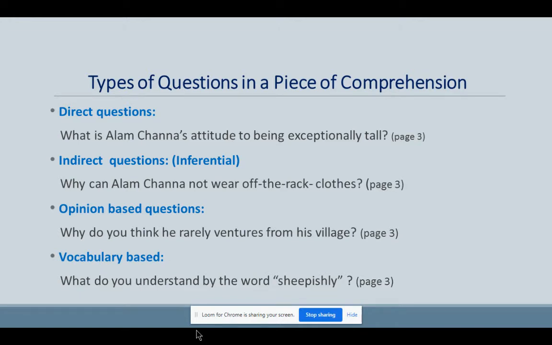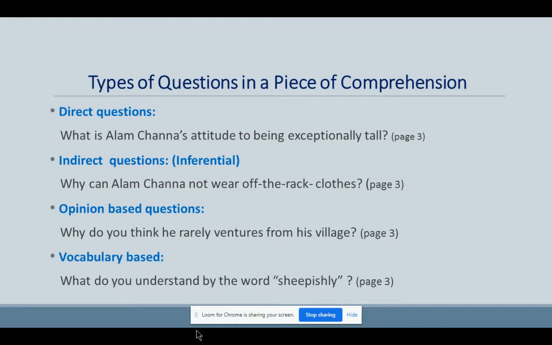There are clues given out there, and by using those clues, you can easily get to the answer, but the answer is not directly given. Then we have opinion-based questions, where he asks you your take or your opinion on something. Why do you think he rarely ventures from his village? So in the text, once again, this is your view. It would not be given there. You need to read it thoroughly, and after reading it, you need to make logical anticipations with the help of your understanding of the text.